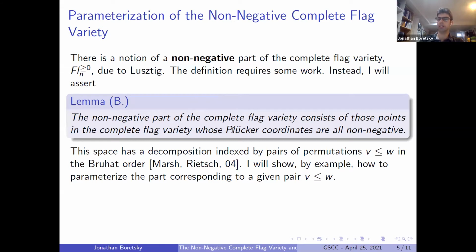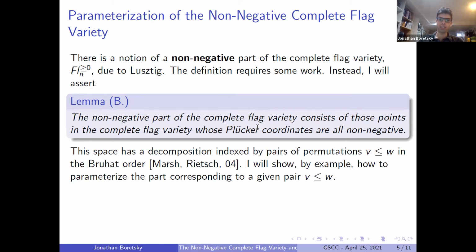You can imagine a partial flag variety where maybe you don't have all n linear subspaces. You might skip a step there. And then the obvious analog of this lemma fails. But for the complete flag variety, at least it's nice enough to describe it this way, and certainly simpler than actually following what Lusztig does. So we'll stick with this.